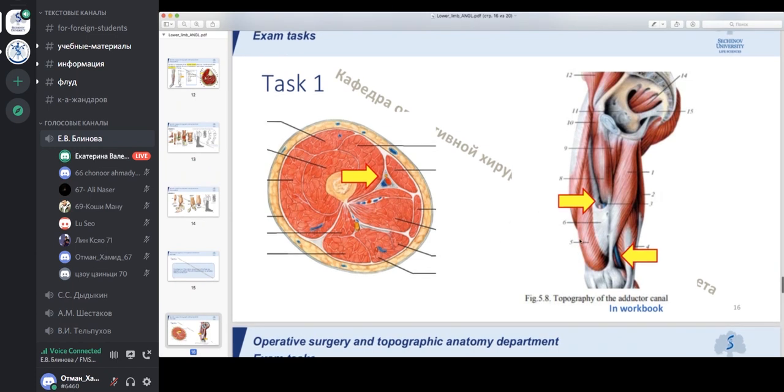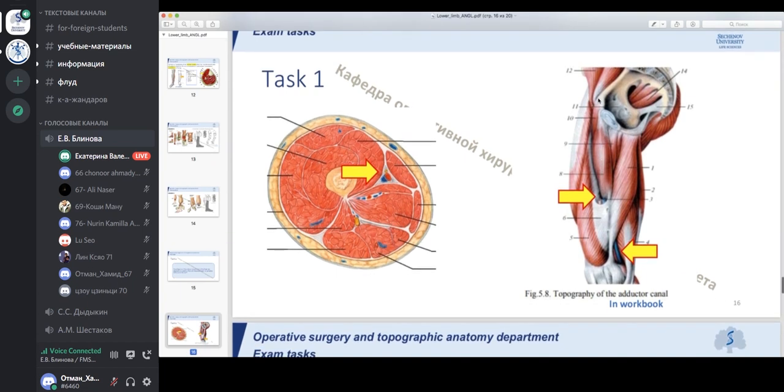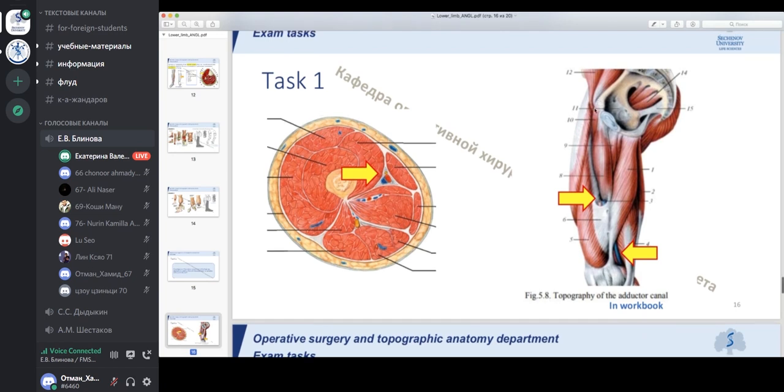It can spread to the medial compartment of the thigh, and also it can go to the pelvic cavity through the lacuna vasorum, where the external iliac artery transforms to the femoral artery.